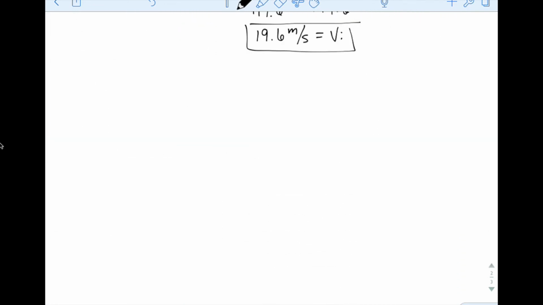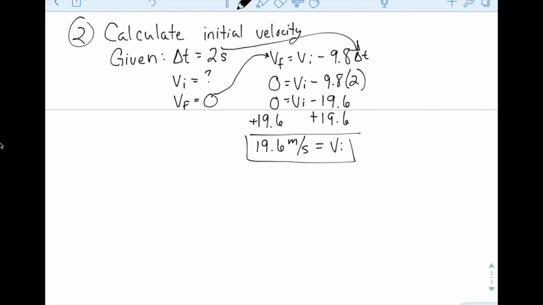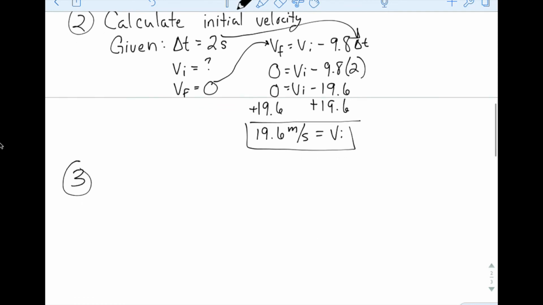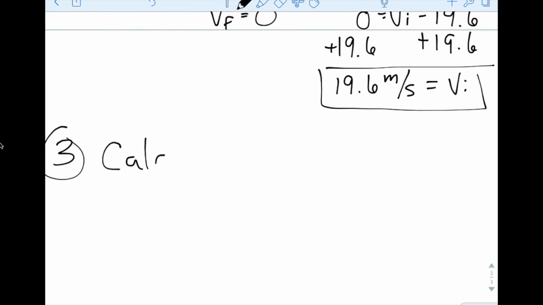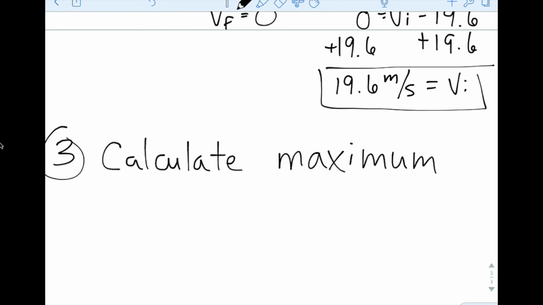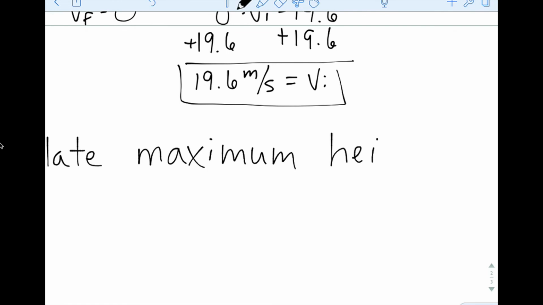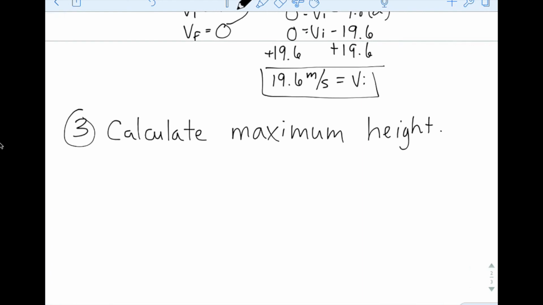Now the last thing that we're going to do here, so number 3, is going to be something new. So number 3 is going to be calculate maximum height. Okay, so if an object's going up and back down, how high is it going to go? And we're going to have a brand new equation for maximum height and a brand new variable.